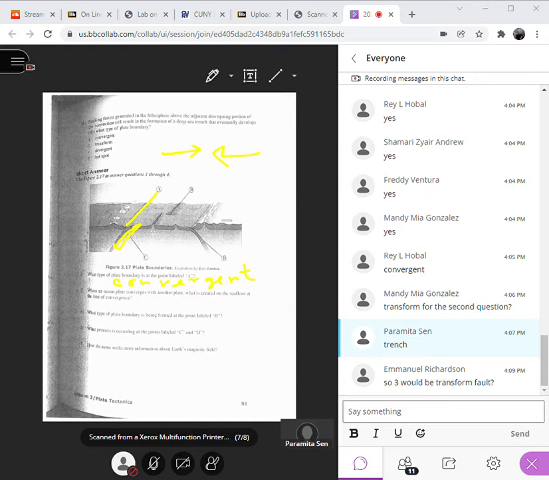So 1 is what type of plate boundary is labeled at A? The answer will be convergent. When an ocean plate converges with another plate, what can be seen on the ocean floor? The answer will be trench.